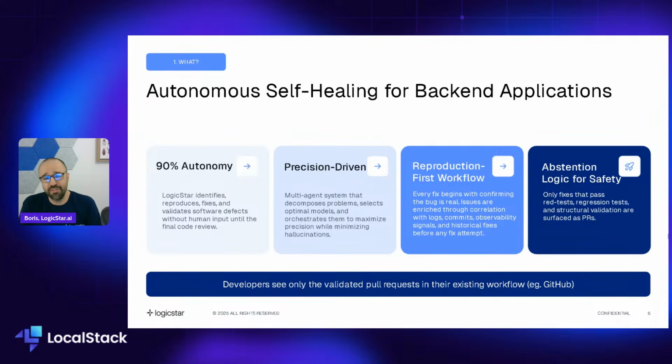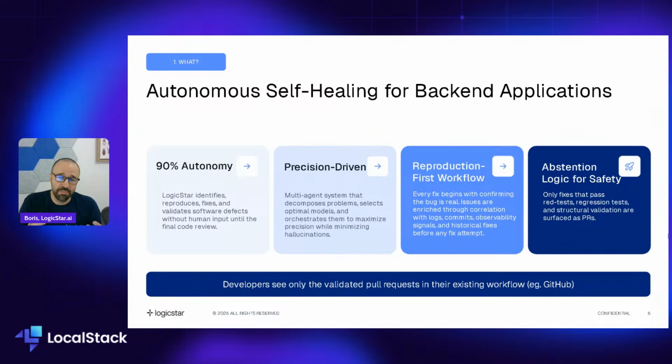It is precision-driven, which means that we're using multiple agents to decompose the problem into individual problems, then select what optimal models can help and solve them using a best of n, orchestrating all of those to maximize precision, which means how accurate it is, and ultimately minimize or remove most of the hallucinations or partial solutions that we're getting and seeing a lot from AI-generated code.